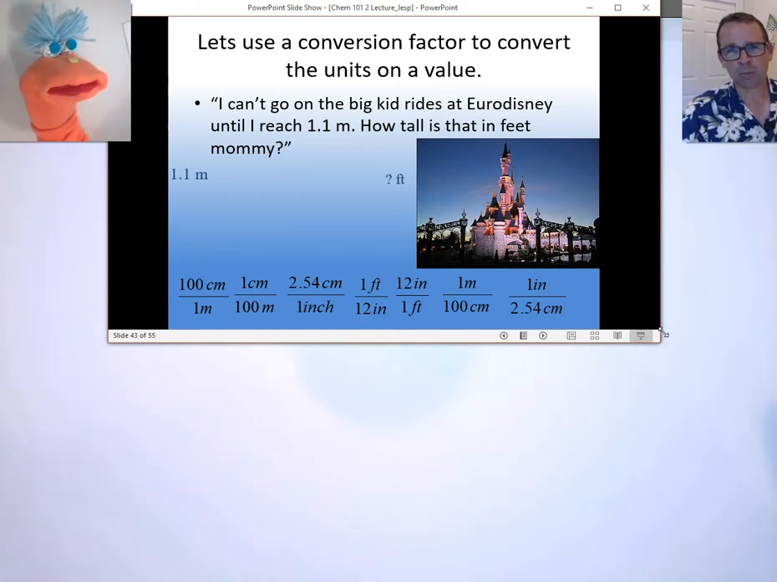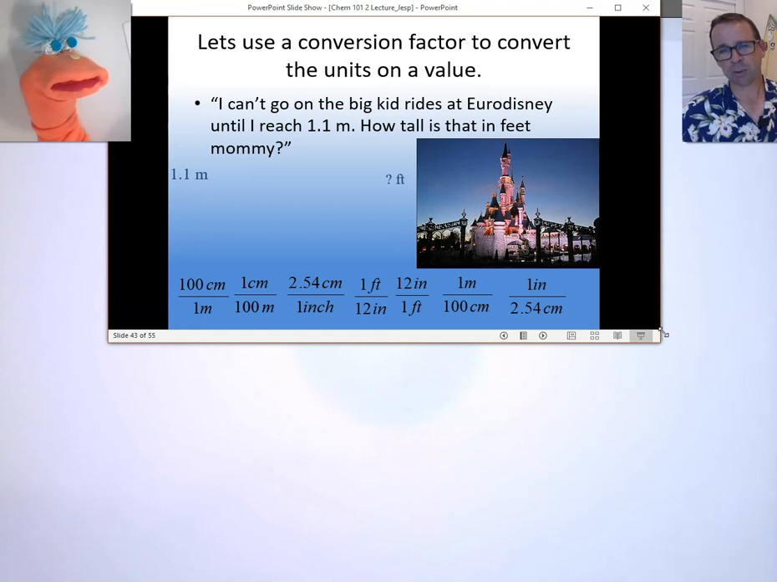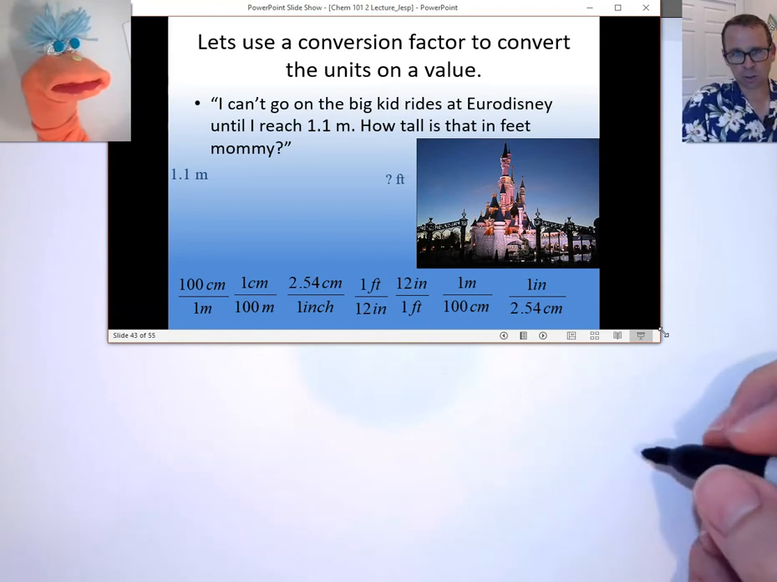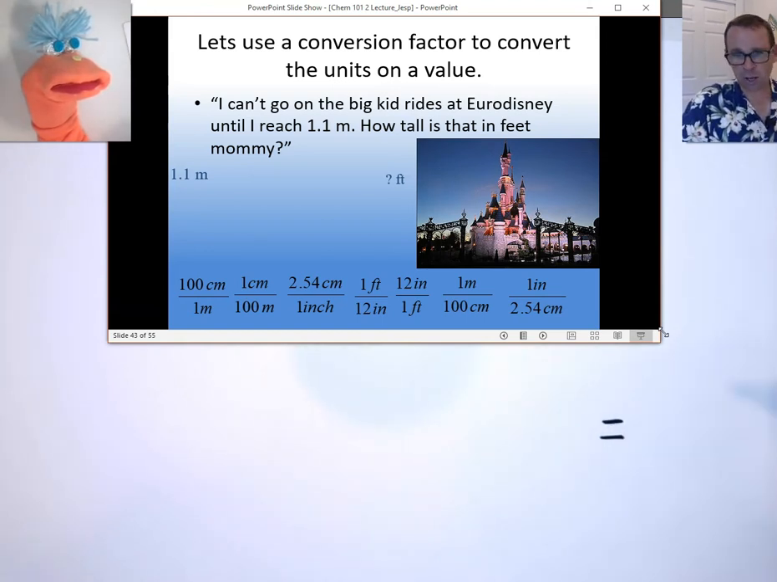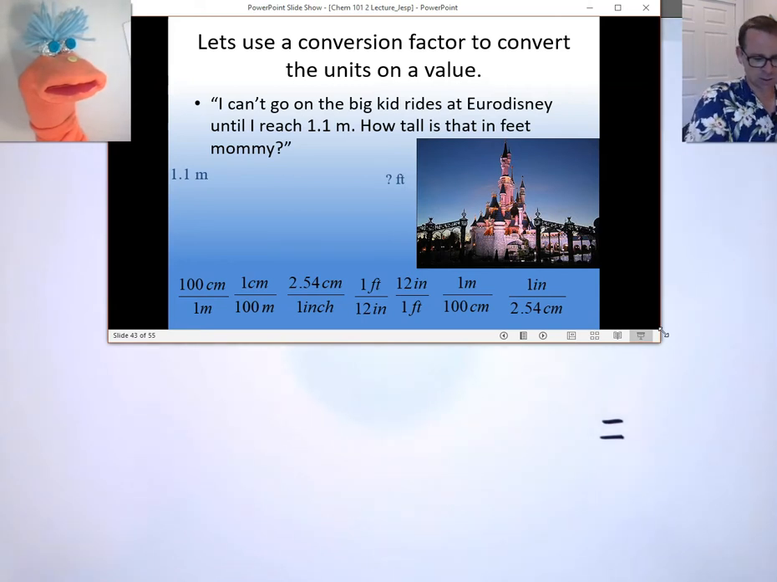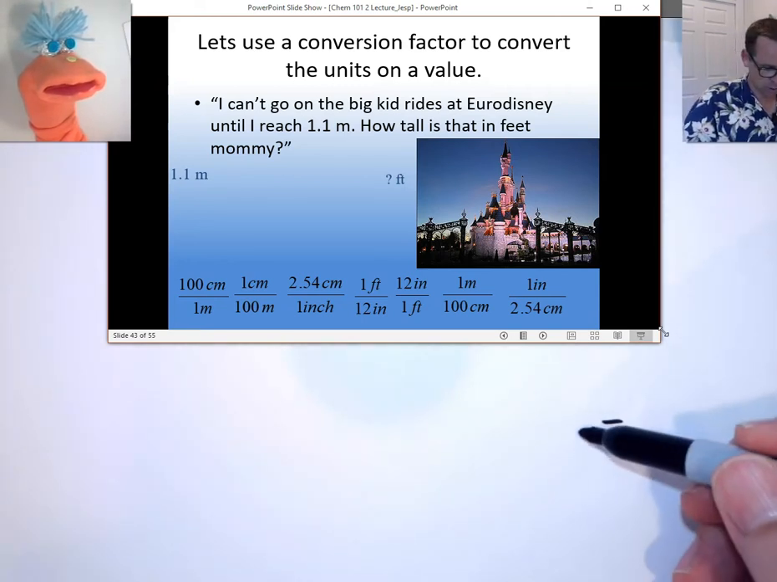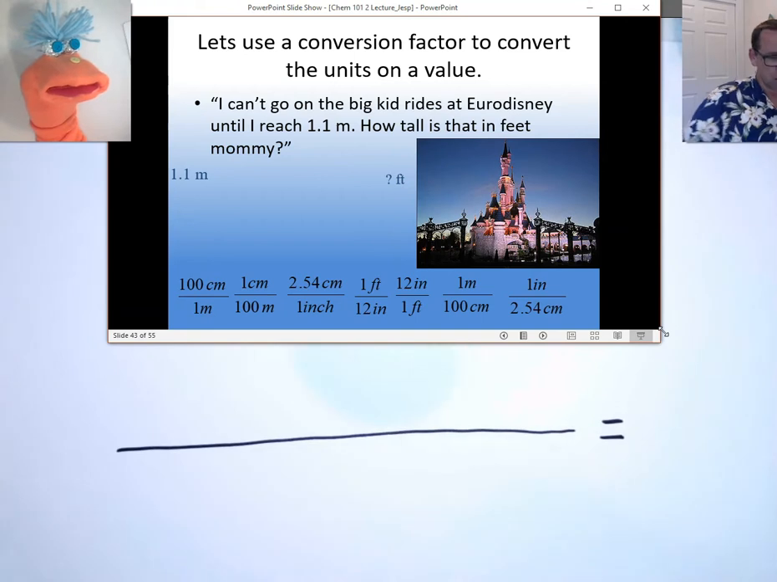You're going to come to a problem that you need to have a tool to help you answer it. And the tool that I'm going to teach you, and hope you learn, is dimensional analysis, where we start with an equal sign.